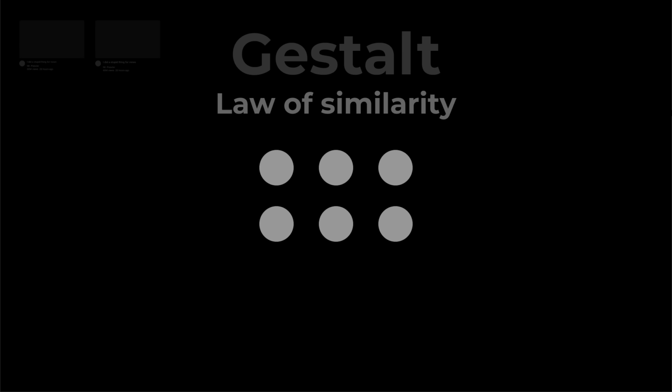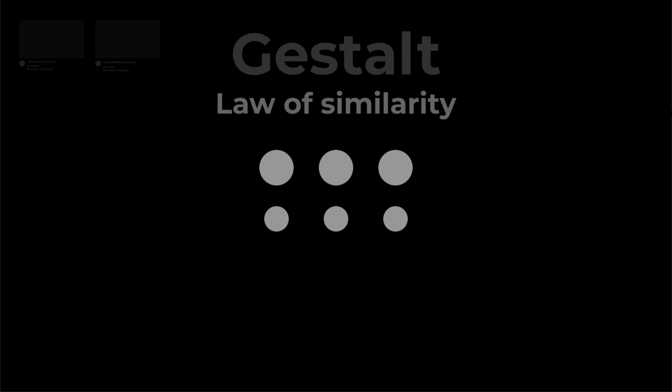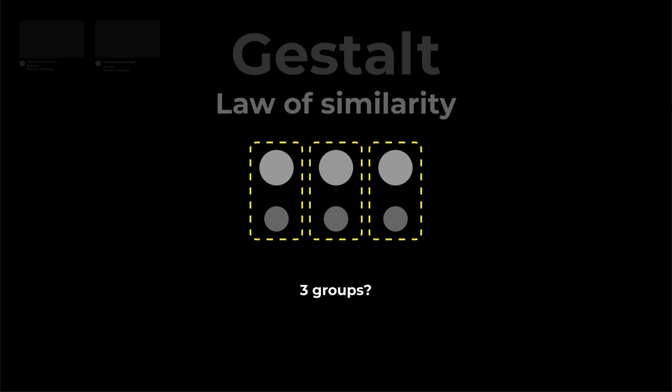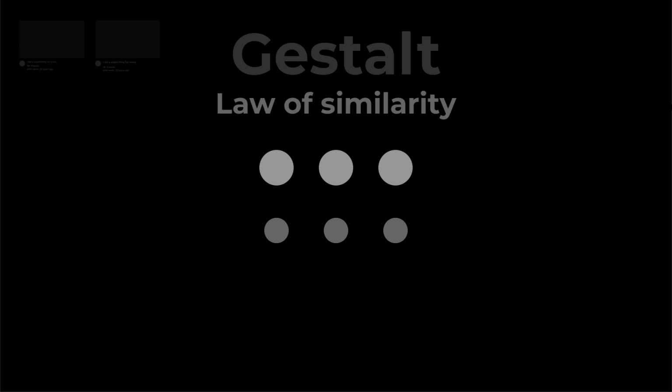So let's try size. This is also confusing. Some might see this as 3 groups instead of the 2 we intended. Let's try color. It's still not clear enough if it's 3 or 2 groups, but if we just move the second group a bit down, it becomes very clear that it's 2 groups instead of 3. You can validate this by showing it to your friends or colleagues.